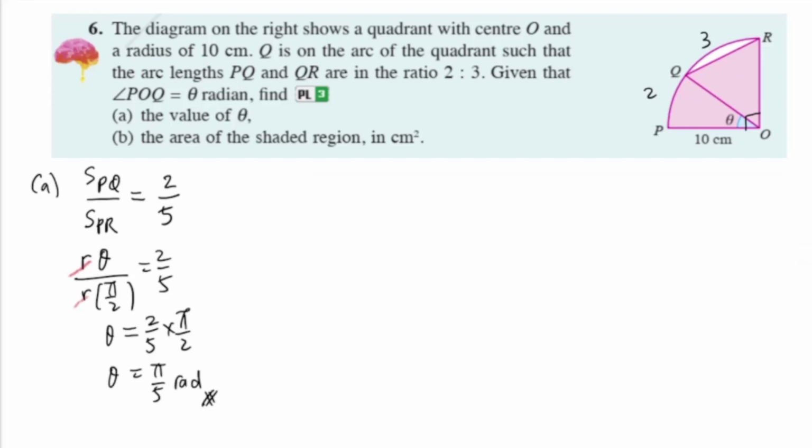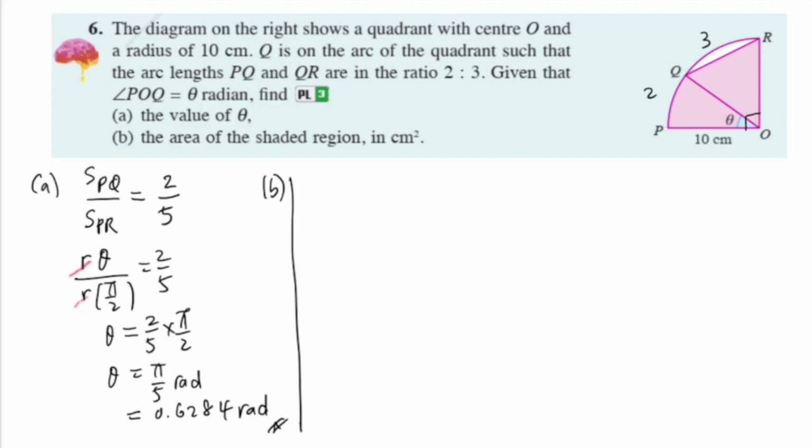If you were to change to decimal, I think the textbook gives answer in decimal, right? Your answer should be 0.6284. This one I use 4 SF. That is the value of theta. Next, calculate area of shaded region.